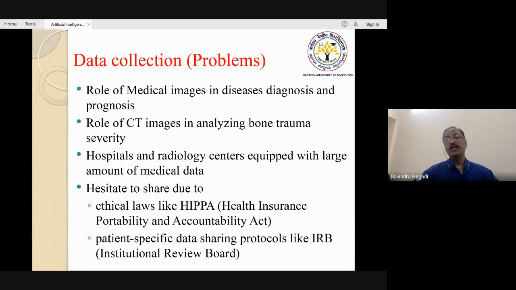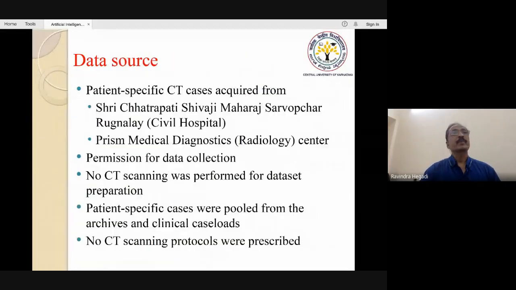That's why people hesitate to give images, because later, if you get caught somewhere, it will create a problem for the diagnostic center also. That radiology center will also face problems. That's why they hesitate to share the data.